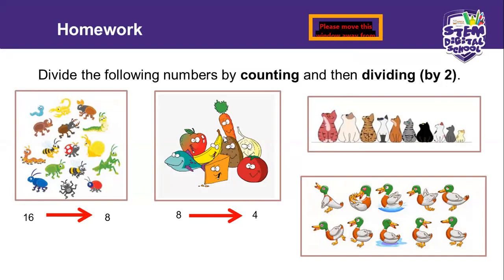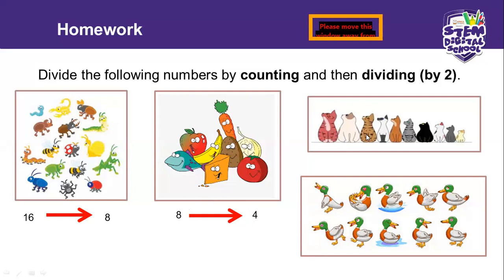Okay, so it's 1, 2, 3, 4 on this side, 1, 2, 3, 4 on this side. So 8 divided by 2 gives us 4. If we share 8 equally, each group or each person will get 4. Well done. Okay, let's go now to the next picture and see how many cats do we have there?